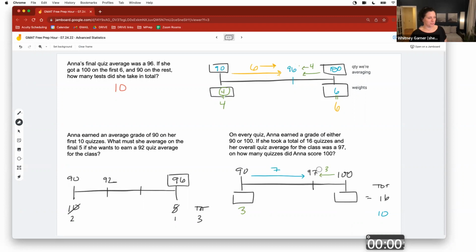Right? So this is supposed to be a 92. My apologies, y'all. This is 92. There we go. And so this is supposed to be a 5. So the 100 pulls it 5 its direction for a total of 8 quizzes. But what I know is that there's actually supposed to be 16, so I double everything. So there'll be 6 quizzes where she got a 92 and 10 quizzes where she got 100.